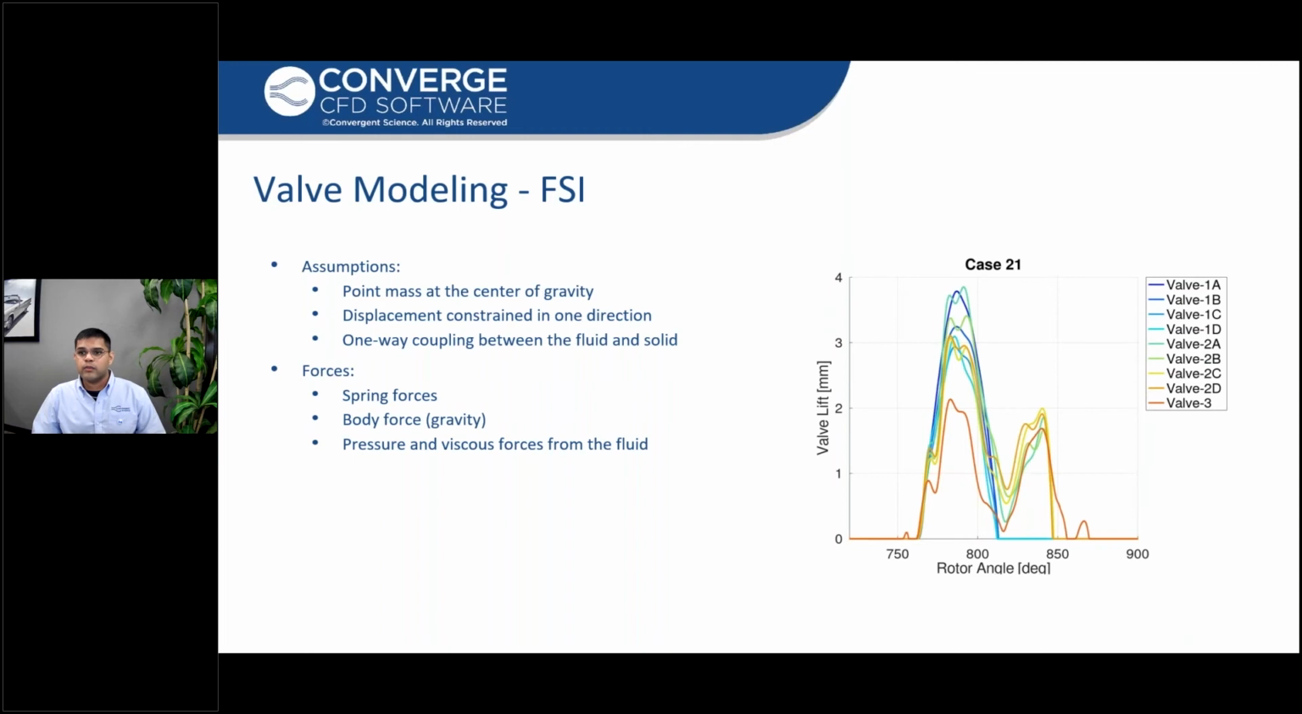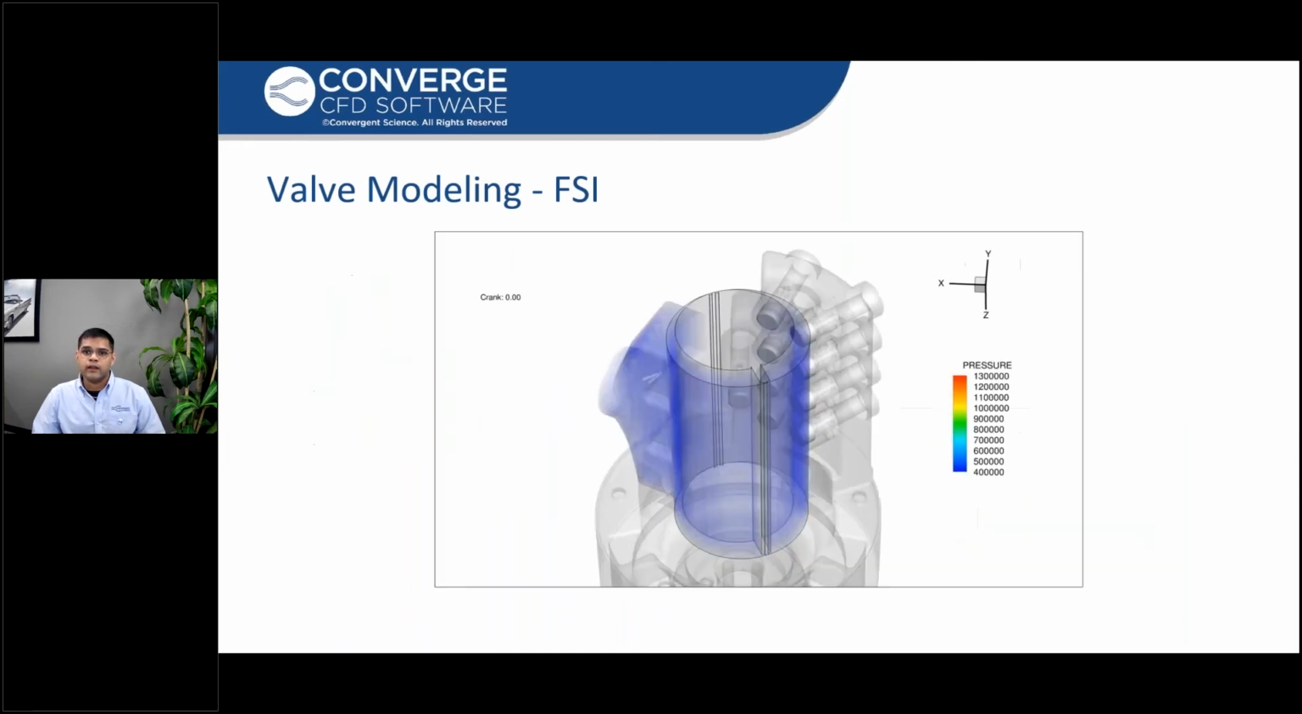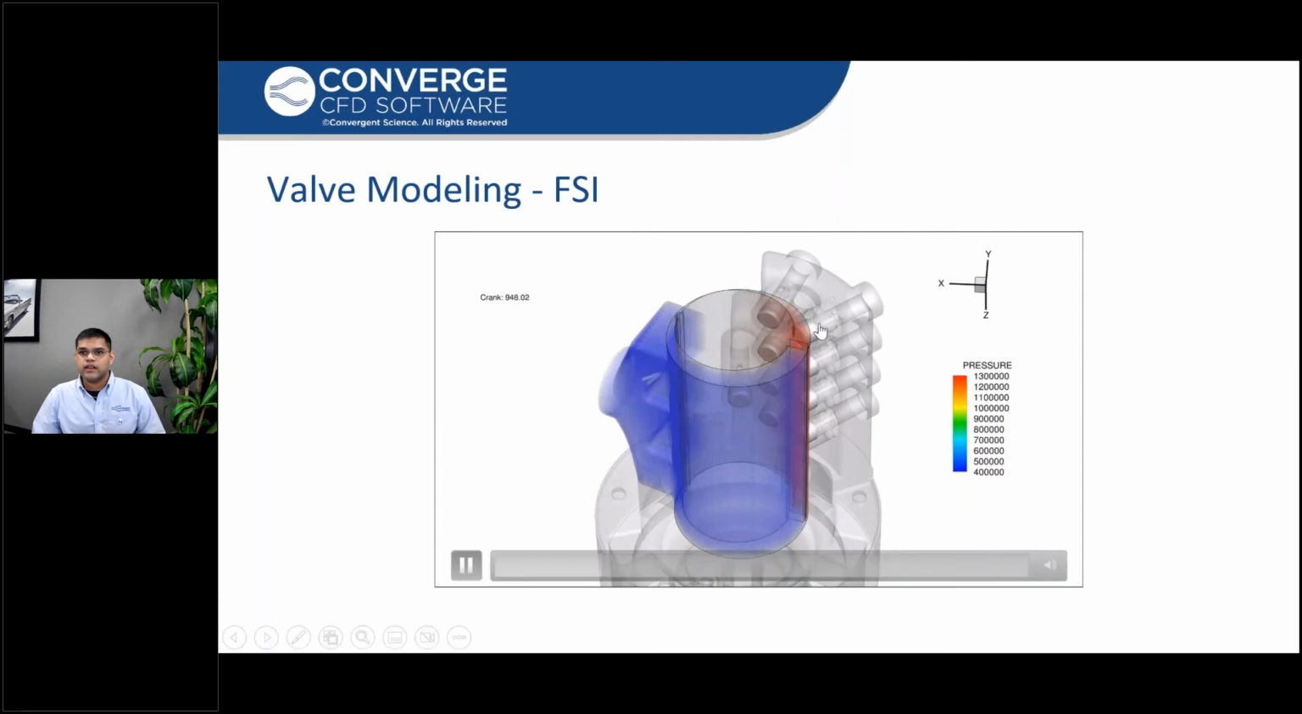So here is an example of what the valve motion profile looks like for case 21 when the case has reached cycle over cycle steady state. And here is what it looks like in action. So you can see once the pressure inside the compression region is high enough, we can see that the valves start opening up and they close once the vane moves past the valves.